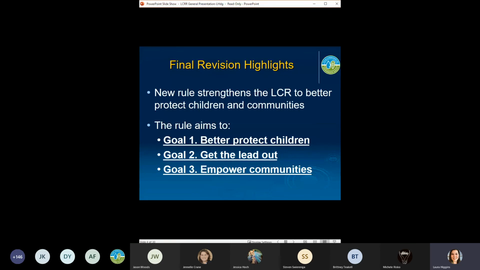So the goal of the new revision is to build off of the current lead and copper rule and to strengthen it in order to better protect children and our communities. The three main aims are: one, to better protect children at schools and childcare facilities; two, to get the lead out of our nation's drinking water by including improvements to the lead service line replacements; and three, empower communities through information so that consumers can take steps to reduce their lead exposure.